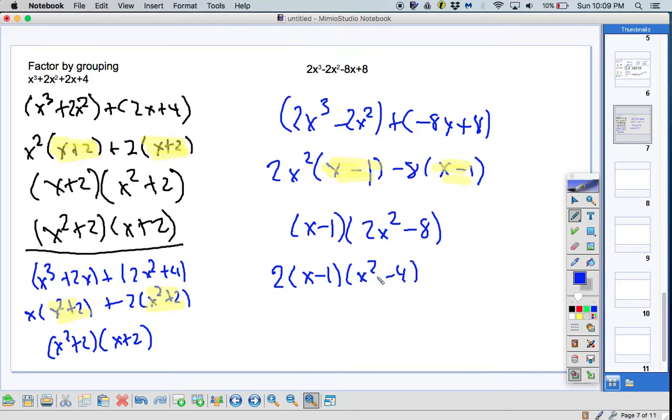But this is a difference of squares. So if you remember how to do a difference of squares, it's a double set of parentheses. And then you look at the square root of x squared, which is x. And they both get one a plus, one a minus. And you look at the square root of 4, which is 2. And we're going to just rewrite everything else. And this is what it's fully factored as.